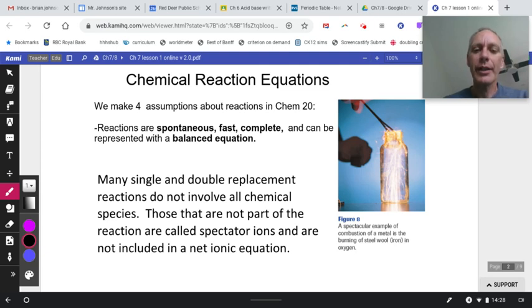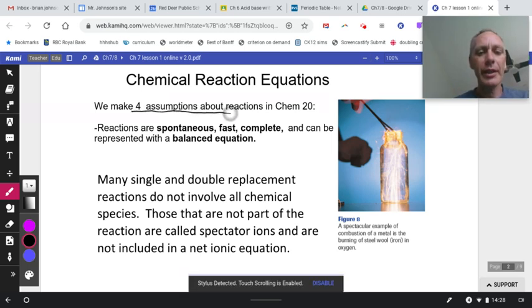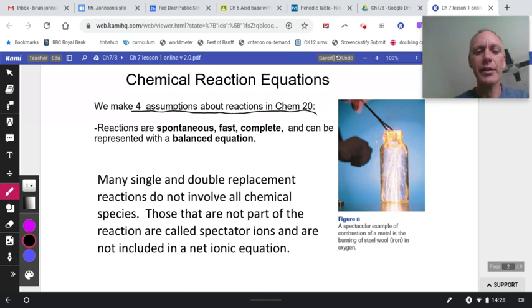So today you're going to be writing chemical reaction equations. And before we do that, you have to know the 4 assumptions that we make in Chemistry 20. So we assume that every time we're looking at a reaction, it's spontaneous. That means that it happens pretty much on its own. When we mix reactant A with reactant B, they will spontaneously react. It happens fast and it happens complete. And complete means 100%. And finally, it's balanced.